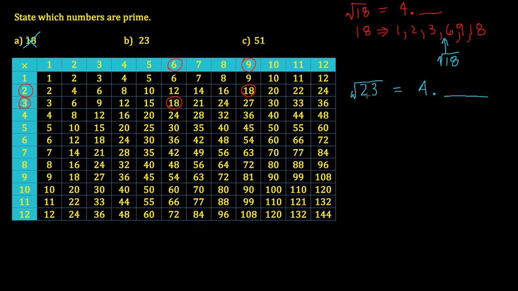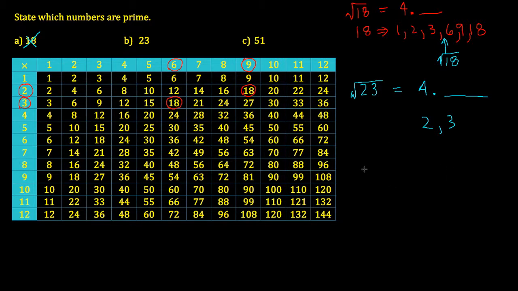Well, the same thing is true for the square root of 23. If there are going to be factors of 23 other than 1 and 23, our only candidates are 2 and 3. When I look at my 2 times tables, no 23 in there. In my 3 times tables, no 23 in there. I'm going to point that out one more time for you.